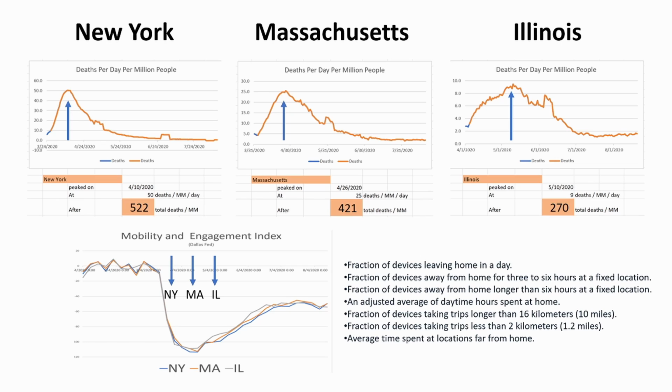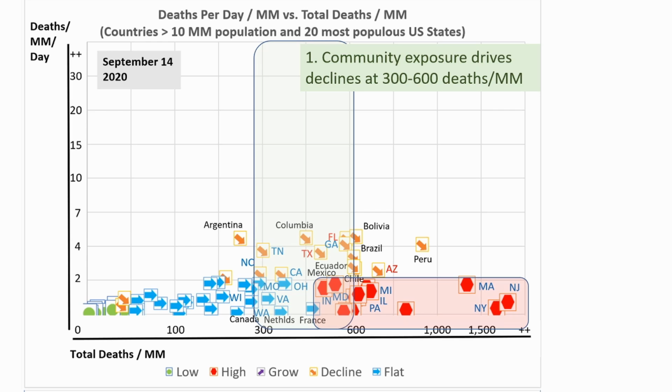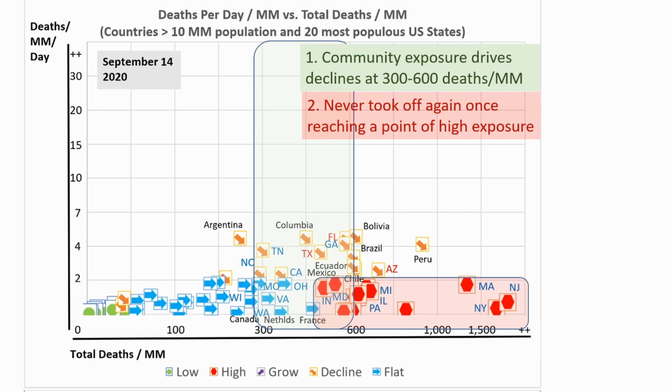Like in northern Italy and in Wuhan, New York City continued with behaviors that were unaware of the disease early on and reached a higher peak, 80 deaths per million per day. Had awareness occurred earlier, the peak would have been lower and the total deaths would have been fewer. Acting 1 week earlier would have saved lives. So point one's been demonstrated. Community exposure drives decline. What about the observation that when high exposure has been reached, there's never been a reignition?